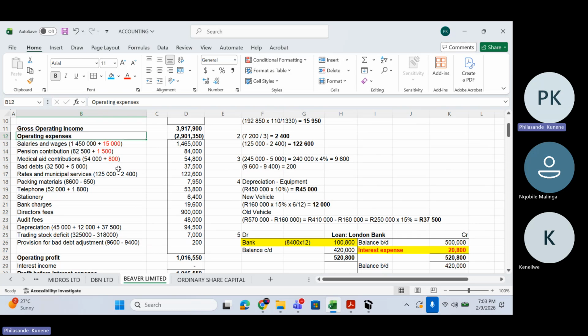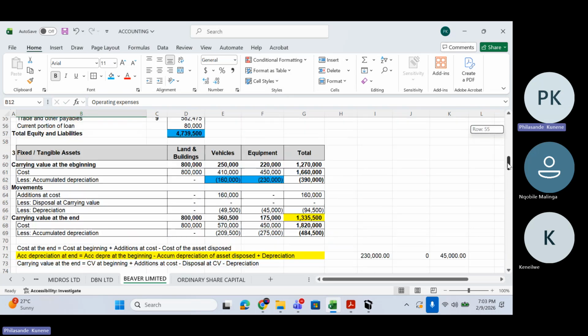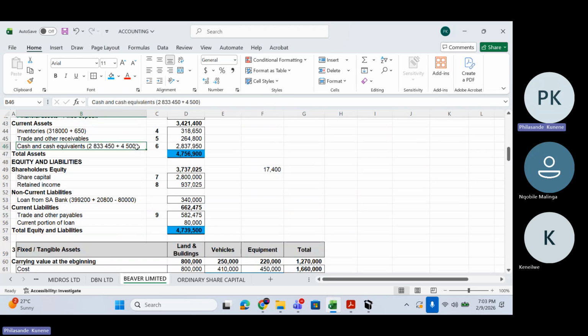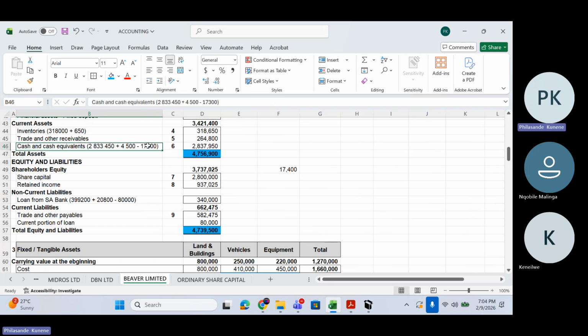15,000 plus 1,500 plus 800, how much are we getting? 15,000 rands plus 1,500 plus 800 rands. 17,300. 17,300 rands, which we need to subtract from our cash and cash equivalents, where it was not subtracted. So I'm going to come here and say minus 17,300. Okay, and then how much are we going to get?